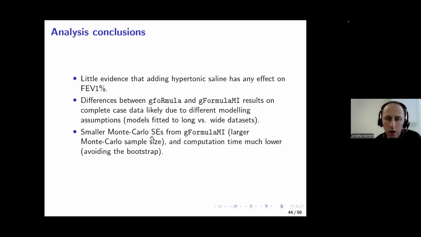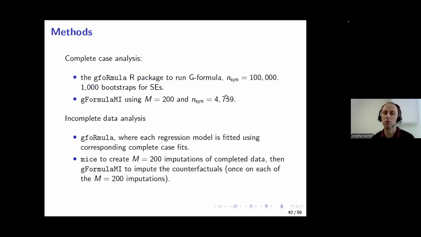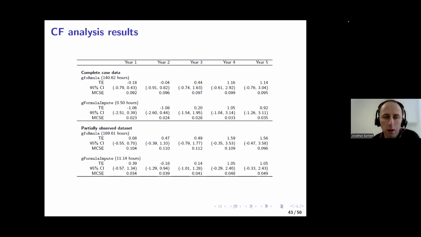The Monte Carlo standard errors from the two approaches were smaller from the imputation approach, just essentially because effectively the point estimate there is based on 200 times 4,759 individuals, whereas the point estimate is based on 100,000 under the settings that we've got here in the G formula package approach.